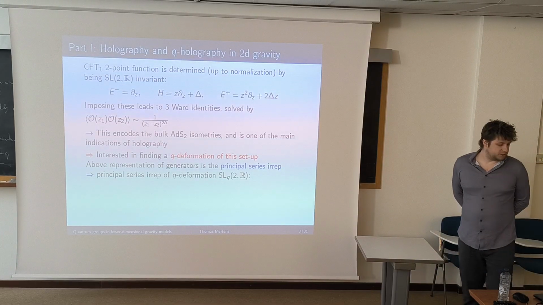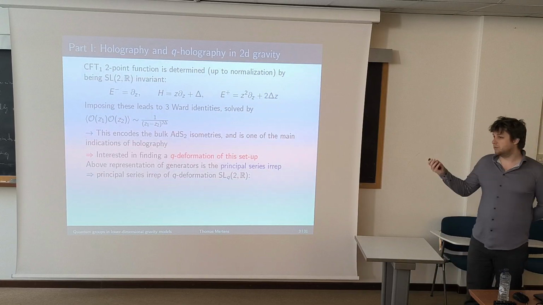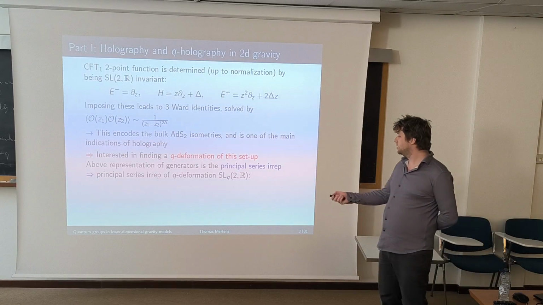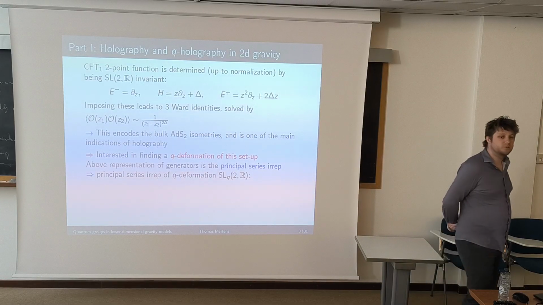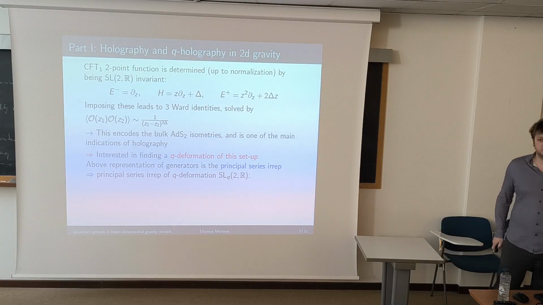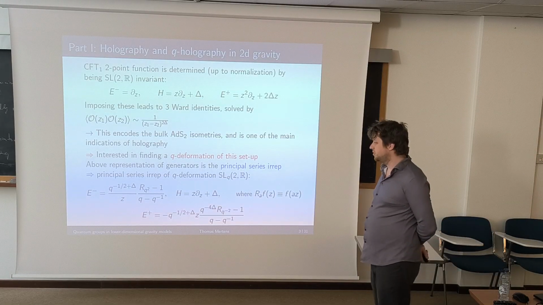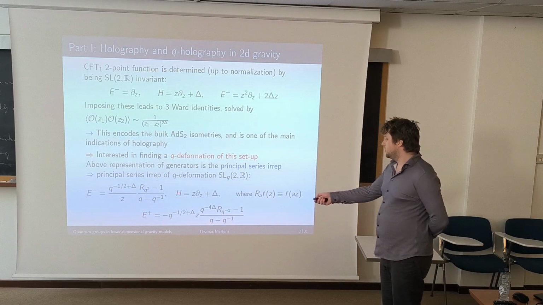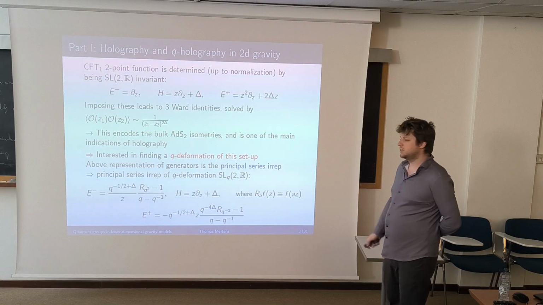The way to do that is to realize that the above representation of these three generators is just the principal series irreducible representation of SL2R. So if you look at the math textbooks, let's look at the principal series irreducible representations of the Q deformation of SL2R, of SLQ2R, and try to play the same game again. Here are the three generators that you can find in the literature. Again, E minus, E plus, and H. The H is the same, but you can see that the E minus and the E plus have changed a bit.